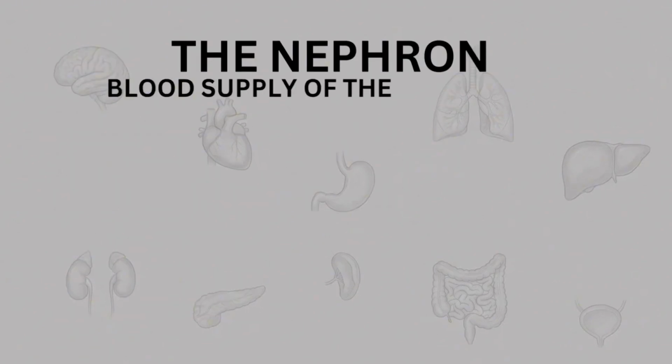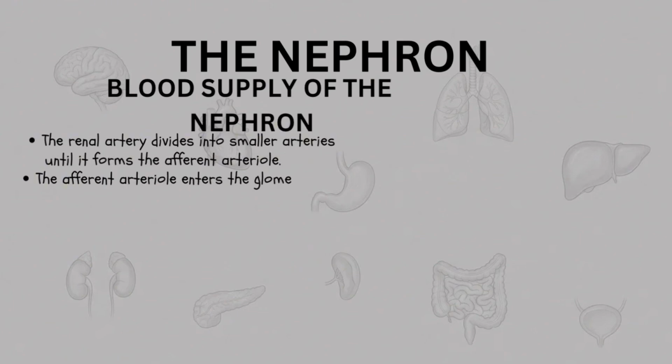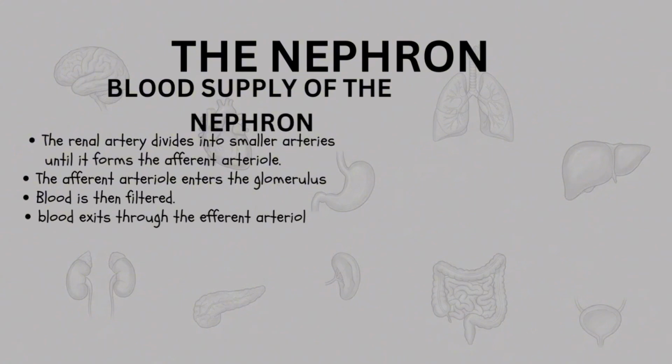Blood supply of the nephron. Now let's trace the journey of blood through the nephron. The renal artery divides into smaller arteries until it forms the afferent arteriole. The afferent arteriole enters the glomerulus. Blood is then filtered. The remaining blood exits through the efferent arteriole.